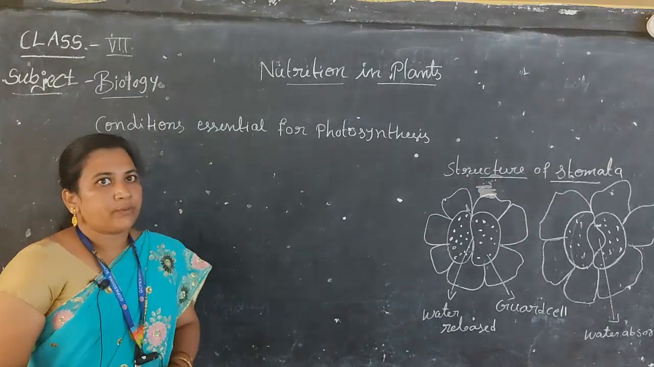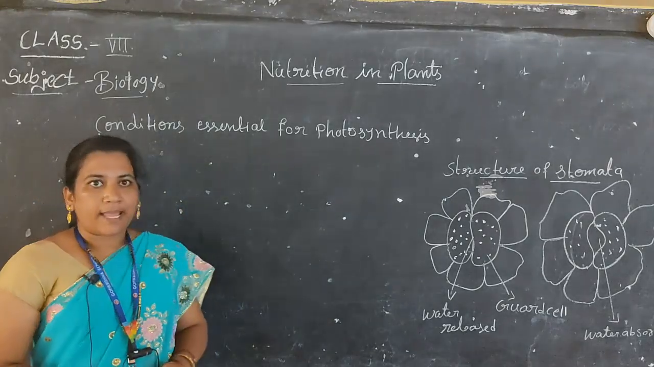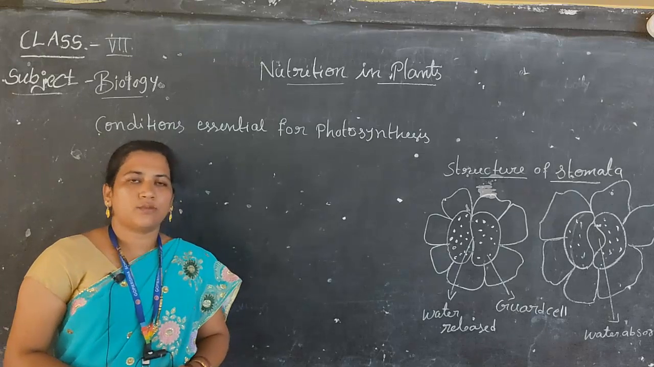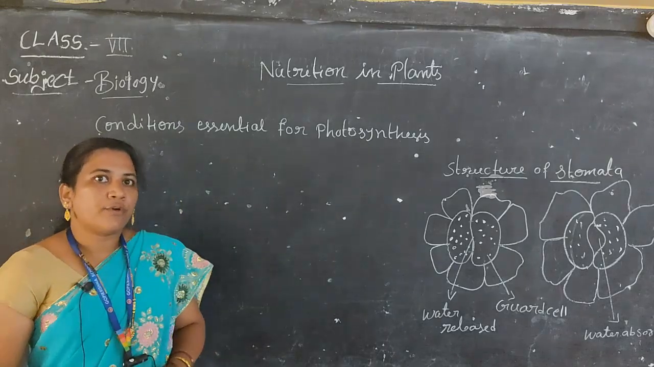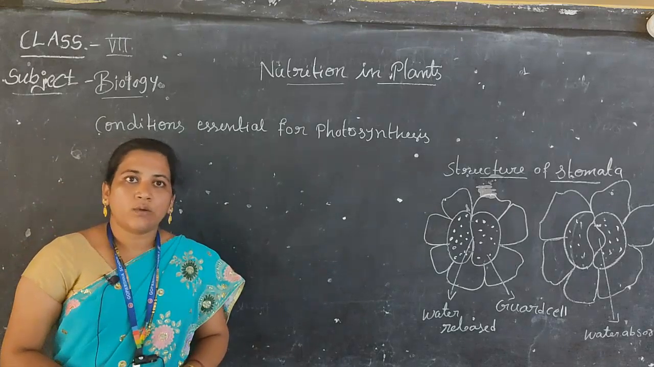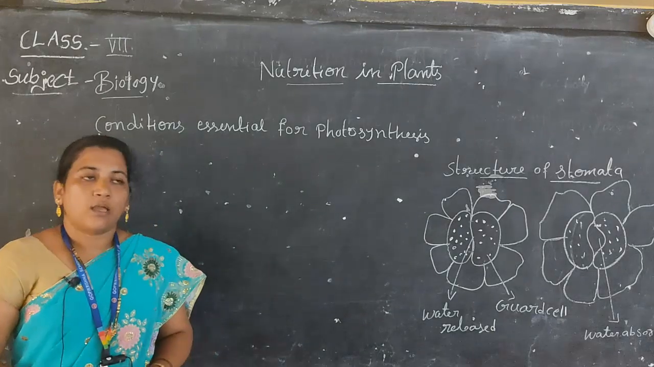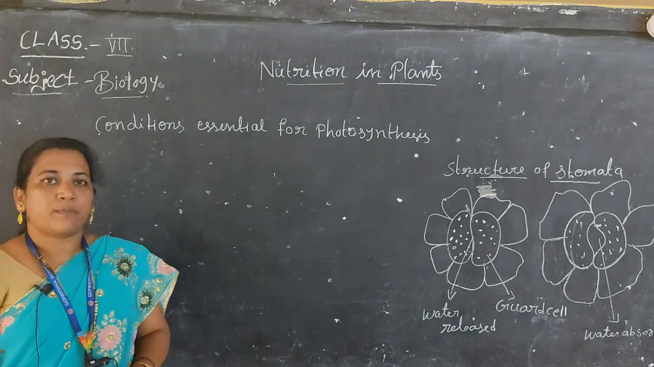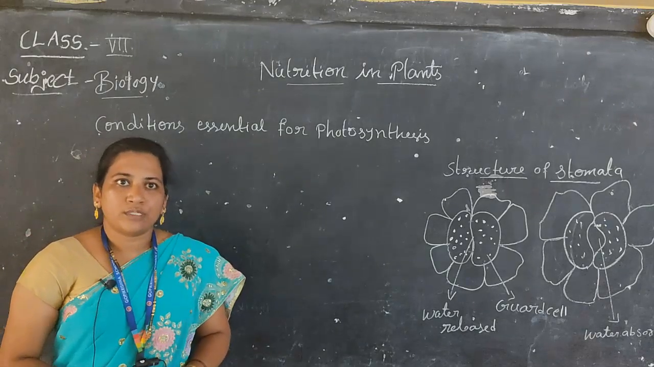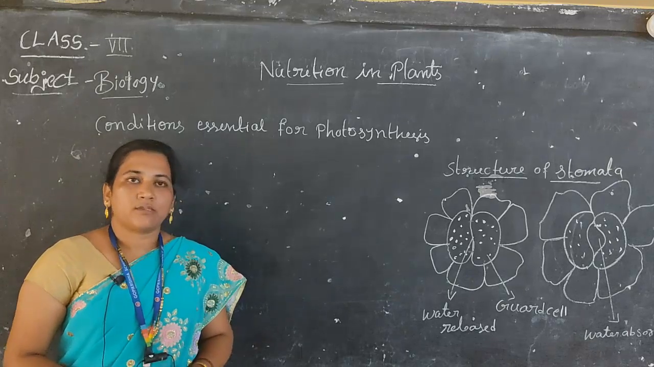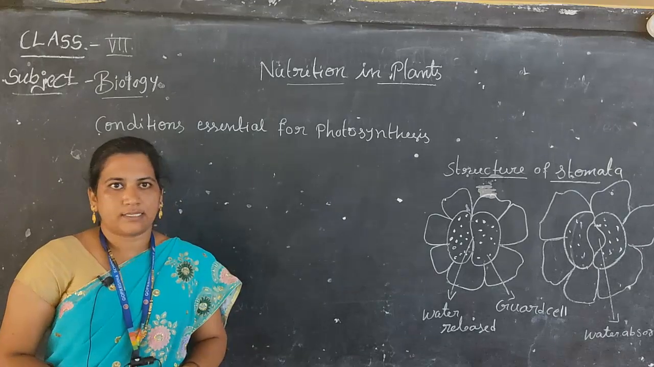I am going to continue the topic of nutrition in plants. There we discussed what is meant by nutrition, and coming to the autotrophic mode of nutrition, in that, photosynthesis. What is meant by photosynthesis? Plants prepare their own food materials by using different components, which is called photosynthesis.